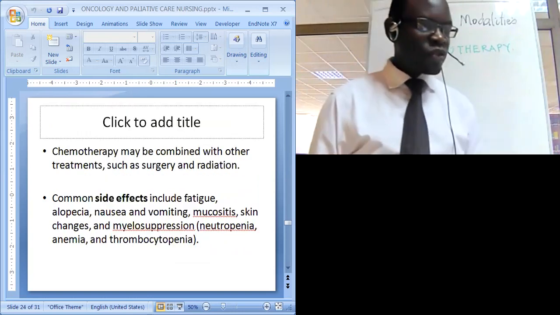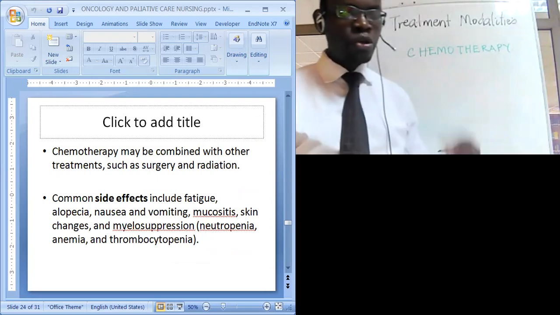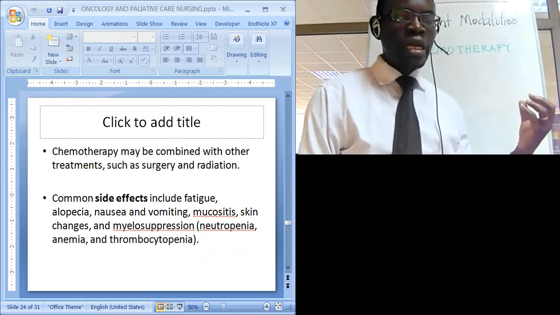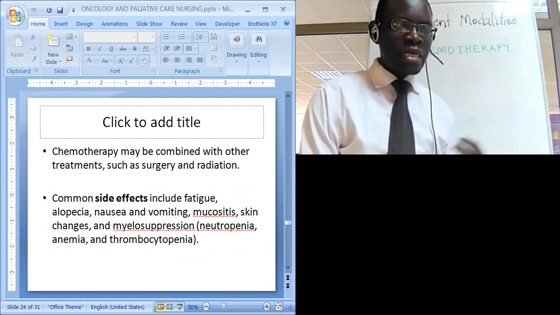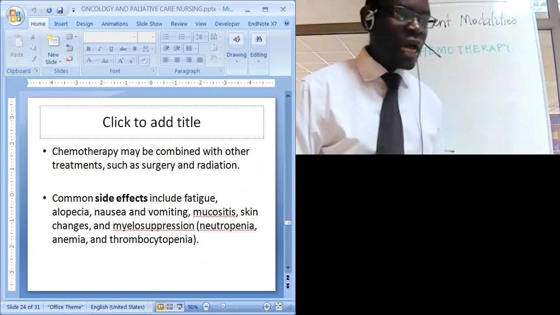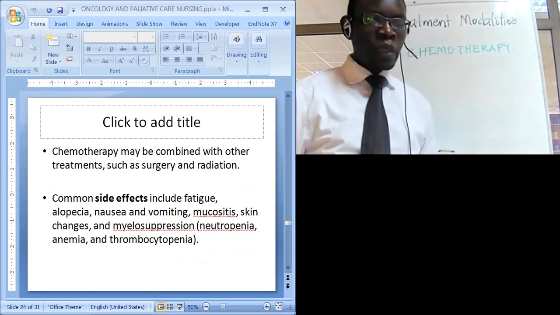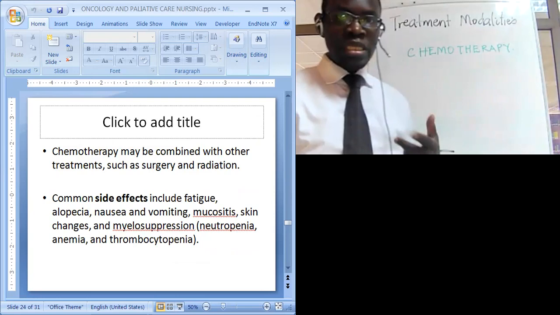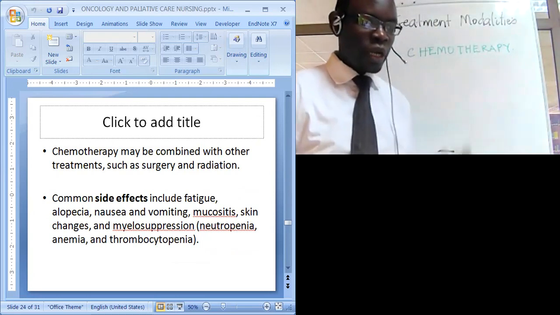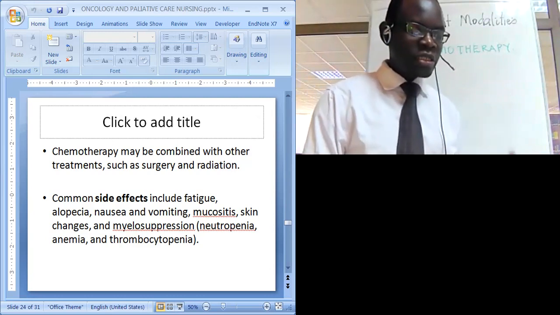Chemotherapy is usually combined with other treatments such as surgery and radiation. In other words, they don't do chemotherapy alone. They can add it with radiation and surgery. The common side effects include fatigue. Alopecia means loss of hair, because remember we said the fastest growing cells are affected, and hair is one of them. So the person ends up losing hair. Vomiting and nausea occur because the GI is affected.